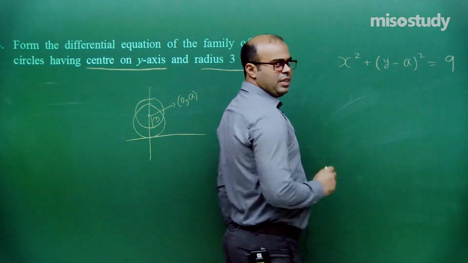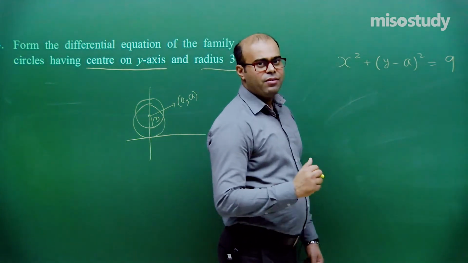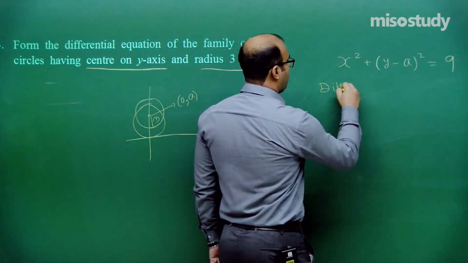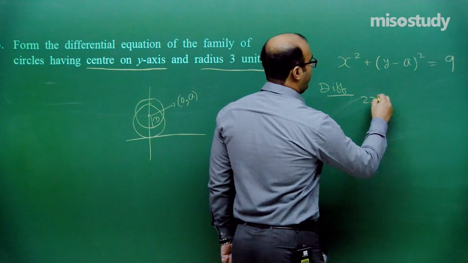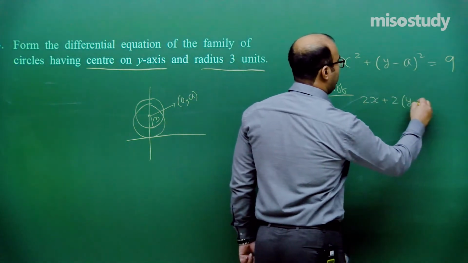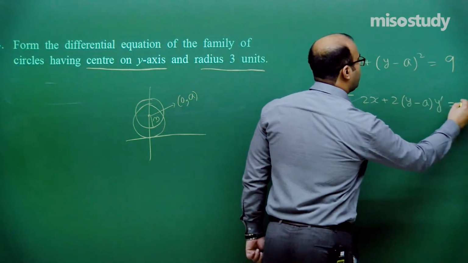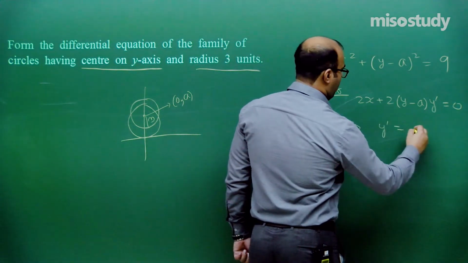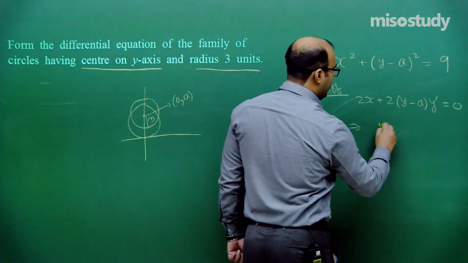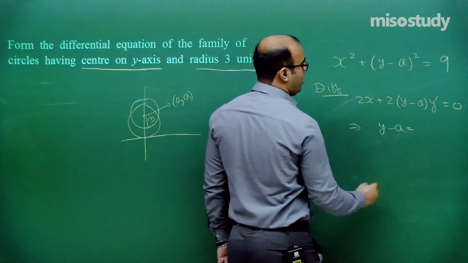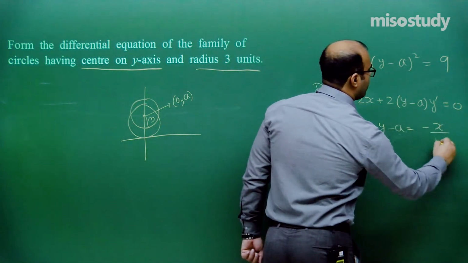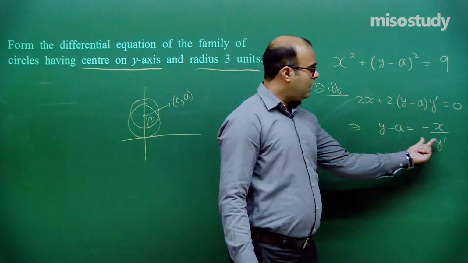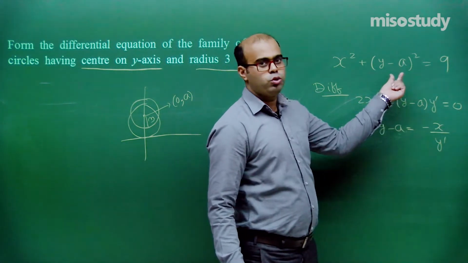So since there is only one parameter here, which is a, we will differentiate it only once. When we differentiate it, this will become 2x, this will become 2(y minus a) into y dash is equal to 0. This will give y minus a is equal to minus x by y dash. Why have we taken y minus a? Because this y minus a can be substituted here.